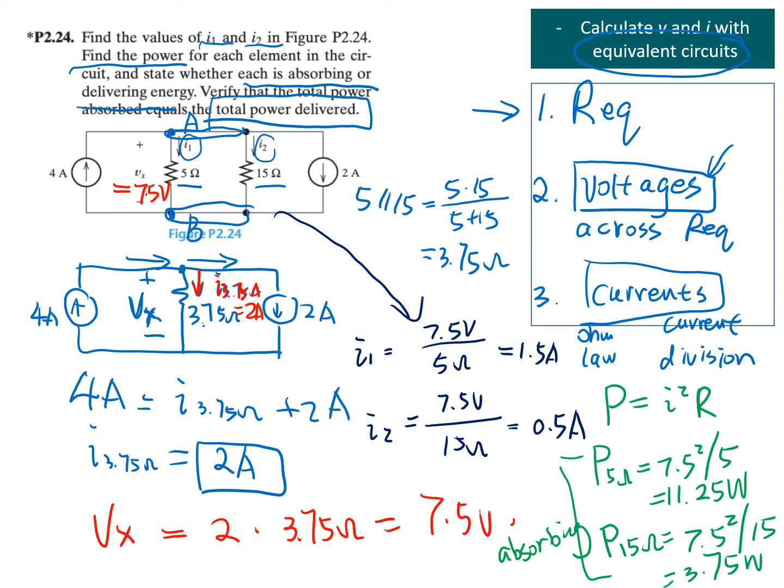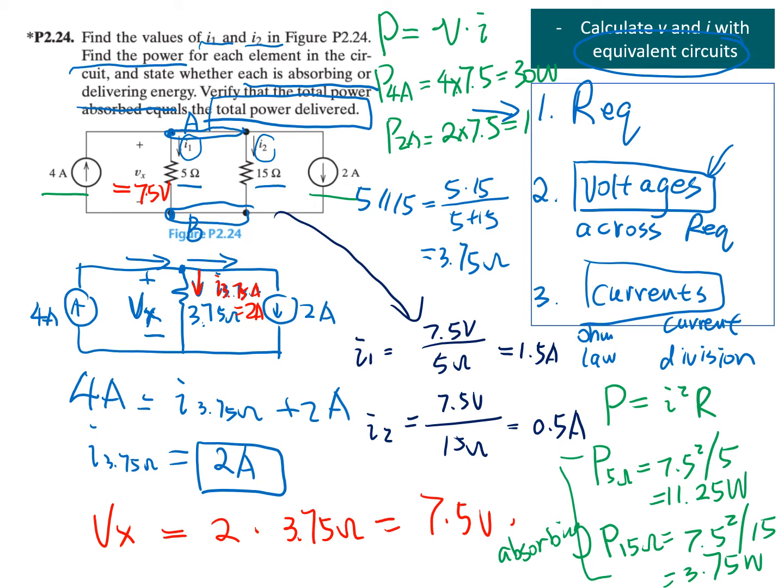Now let's calculate the power used by the two current sources. For the current source, we can only use the standard formula, that is P is equal to V times I. So for the 4 amp current source, that is 4 times 7.5, that's 30 watts. And for the 2 amp current source, that is 2 times 7.5 is equal to 15 watts.